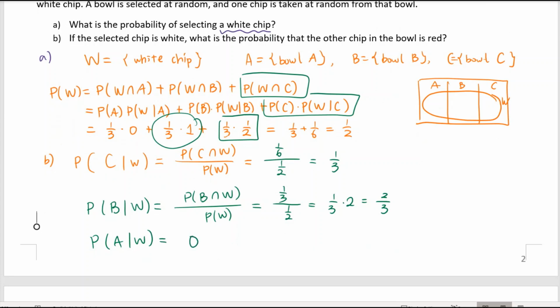Why is that? Because bowl A has 2 red chips. It does not have white chips. So the probability that the white chip comes from bowl A is 0. And you can see when we add them all up, it equals 1. So the white chip either comes from bowl B or bowl C. Okay, everyone?